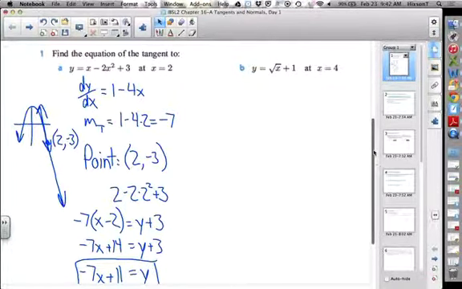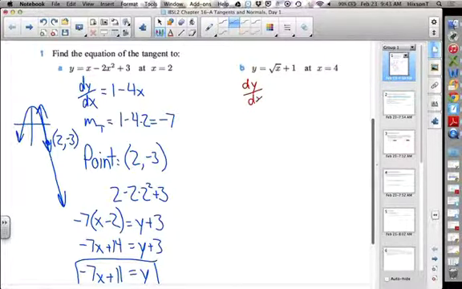Now let's take a quick look at B. Let's get our slope, make sure we all get our slope properly, and then I'll let you take it from there. First of all, I want the equation of the tangent line to y equals the square root of x plus 1 at x equals 4. So the first thing I need is dy/dx. And what is that here? 1/2 x to the negative 1/2, or, if you will, 1 over 2 root x.